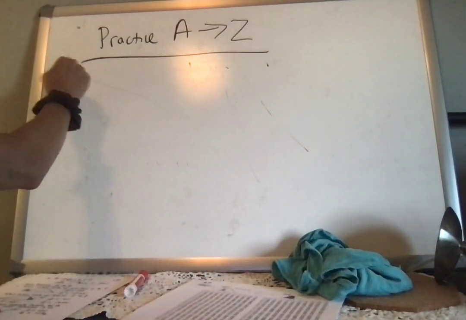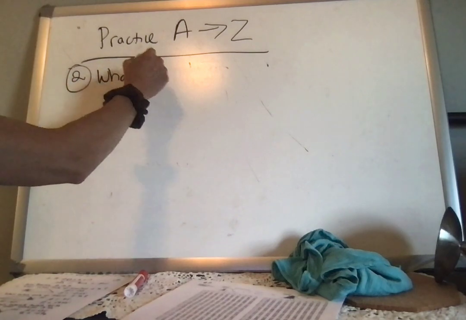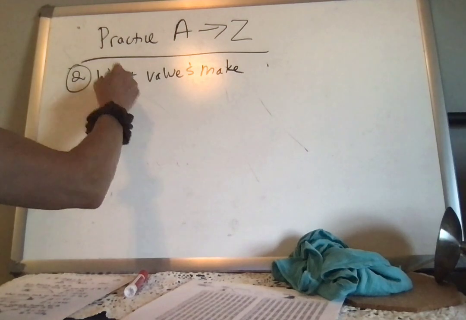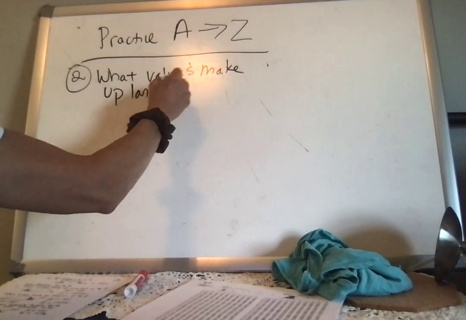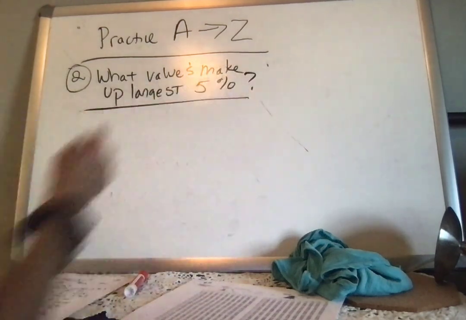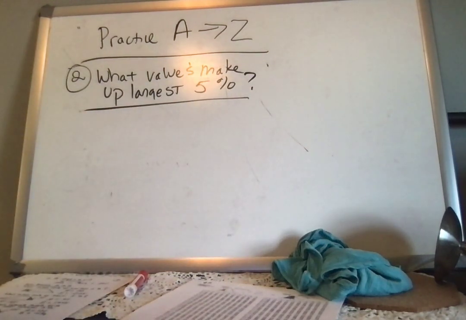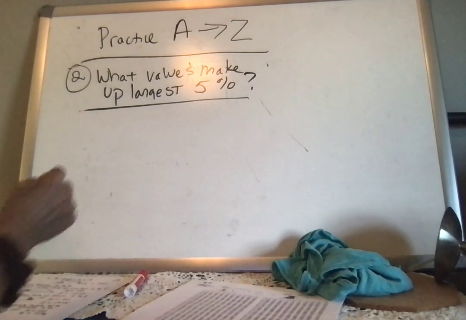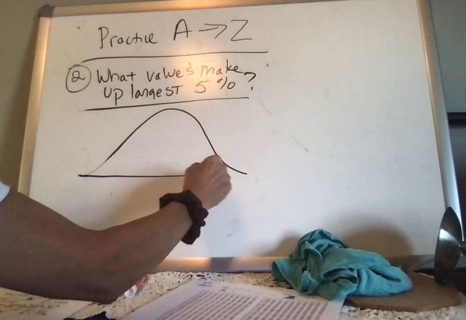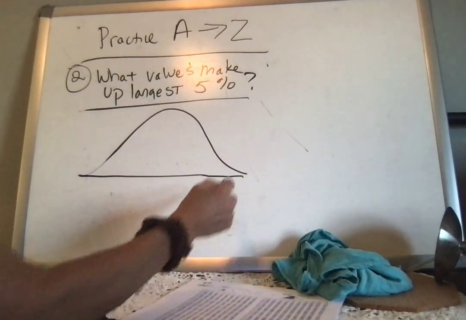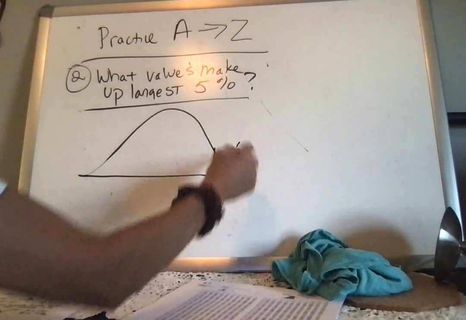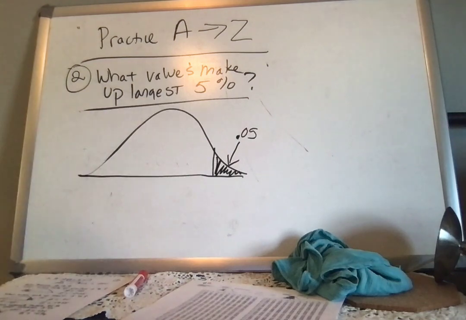All right, the second problem. What values make up the largest 5%? Okay, so again, without the context of a real word problem, I'm going to assume that 5% is on the right. So we're talking this, and 5% is not 0.5, it's 0.05, okay?